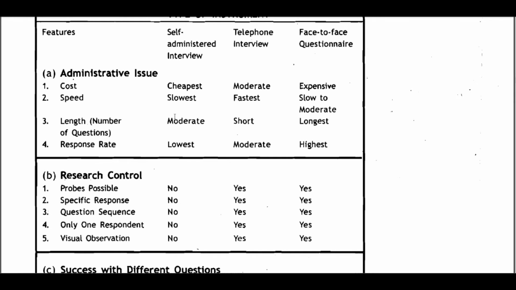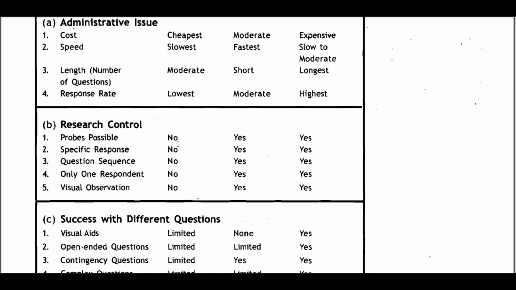Length, number of questions: a moderate number of questions in the questionnaire. In telephone you have to ask a short number of questions. Face to face you can use the longest. Response rate is lowest in the self-administered questionnaire, the telephone interview is moderate, and face to face it's the highest response rate. That is the administrative issue.